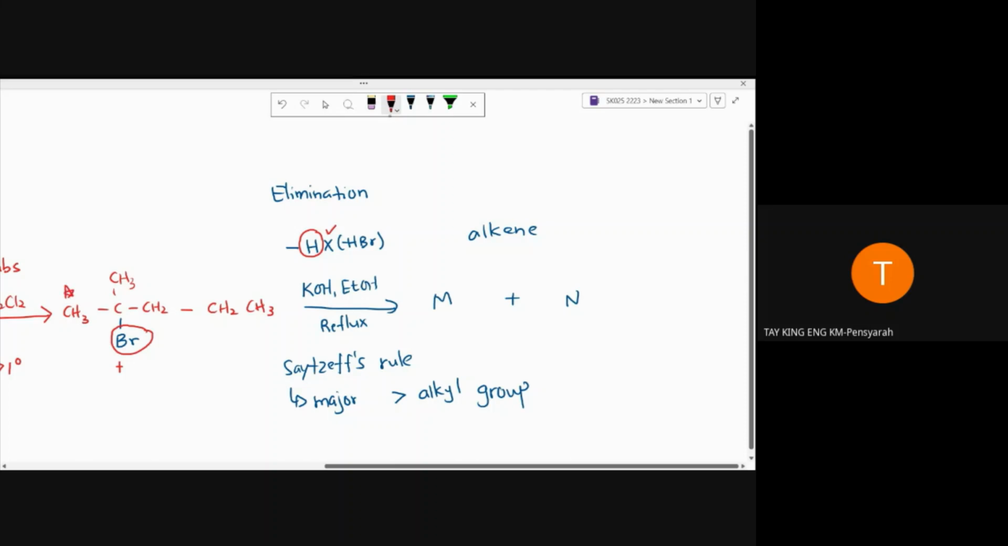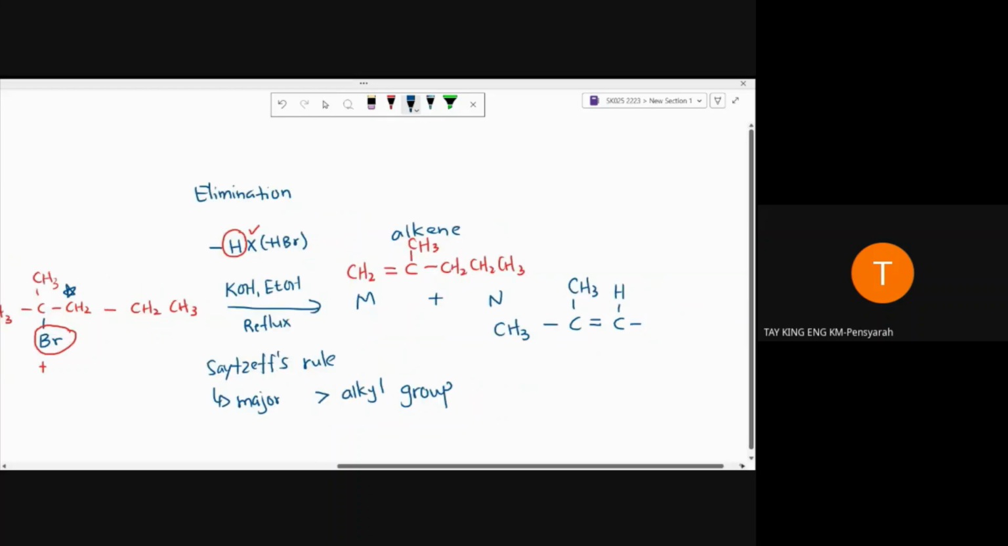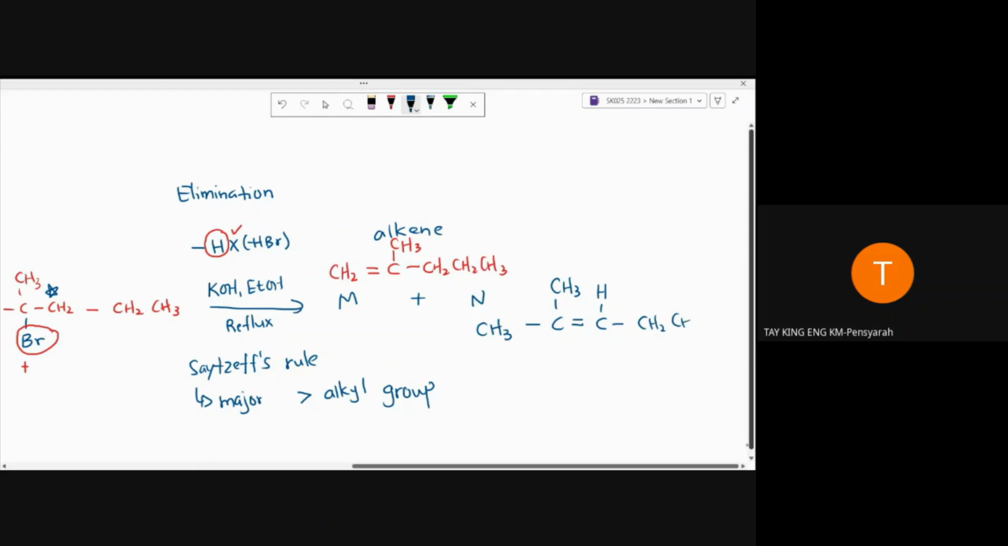We can remove from the left side. If I remove from the left side, we get CH2, so here becomes a double bond, and the rest you copy back: CH3, CH2, CH2, CH3. Or another option, we remove hydrogen at the right hand side. So if you remove hydrogen from the right hand side, CH3, C, CH3. The single bond here becomes a double bond, CH2 because you removed one hydrogen, so one hydrogen remains, and then continue with CH2, CH3.